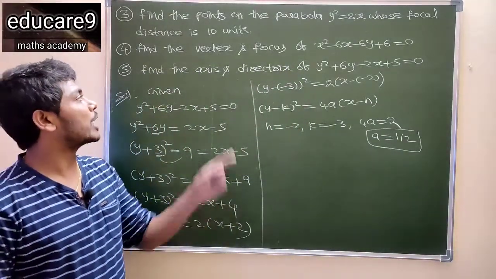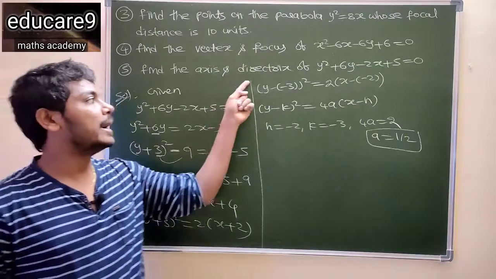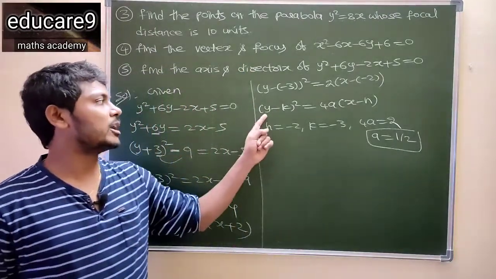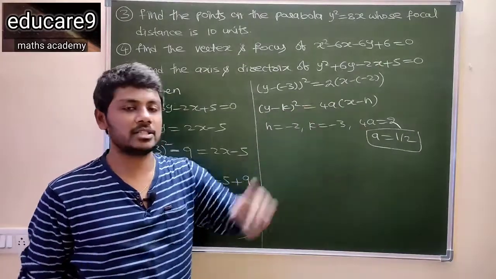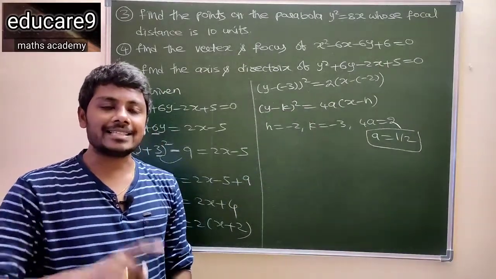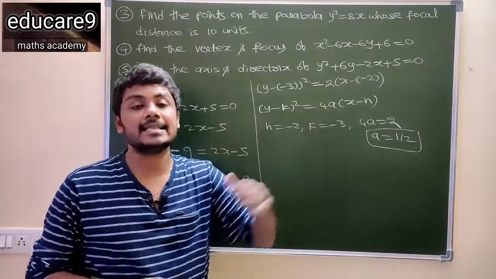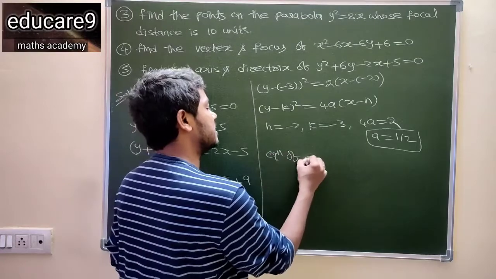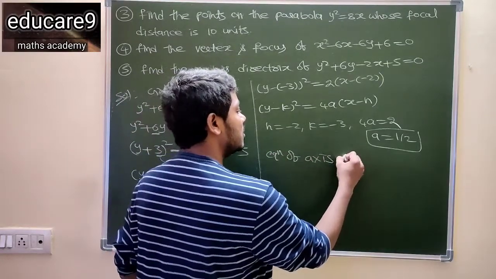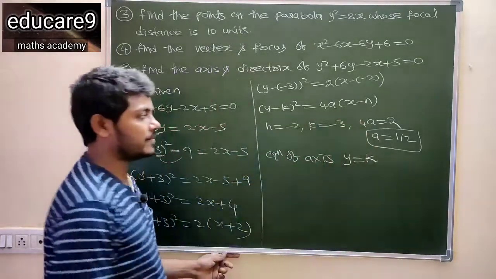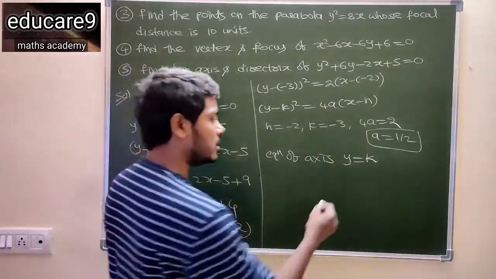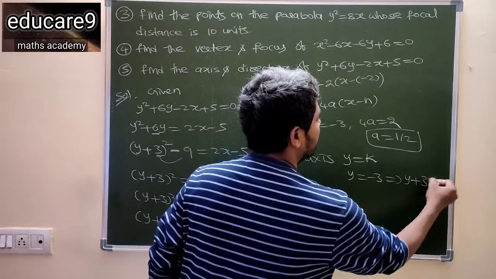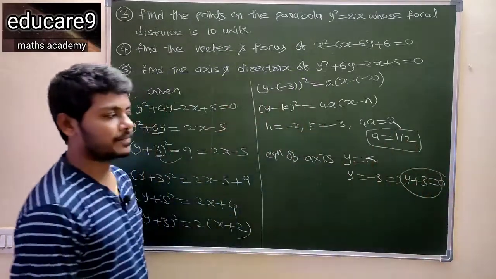Now, you need to find the axis of the parabola and directrix of the parabola. See, our given equation is of the form (y - k) whole square equal to 4a into (x - h). So in that case, the axis is parallel to which axis? X axis. Therefore, equation of axis is y is equal to k. So what is k here? Minus 3. So equation of axis is y is equal to -3. This is y + 3 is equal to 0.